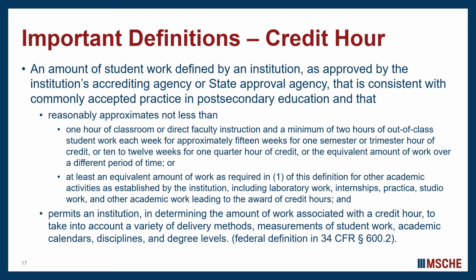Additionally, 1 credit hour should at least represent an equivalent amount of work for other academic activities as established by the institution, including laboratory work, internship, practica, studio work, and other academic work leading to the award of credit hours. Subsection 2 allows for the institution to consider a variety of factors in determining the amount of work associated with a credit hour, such as the mode of instructional delivery, academic calendars, or discipline-specific or degree-level expectations.